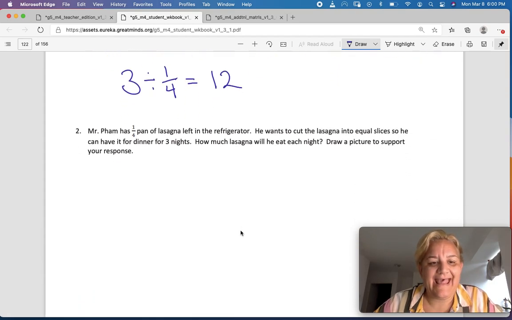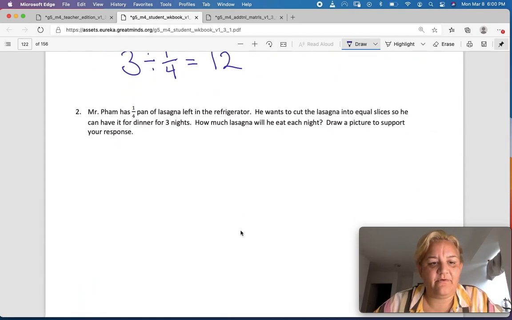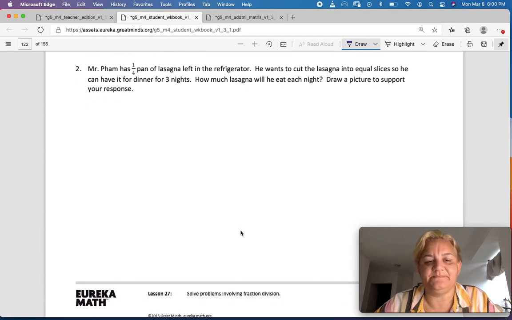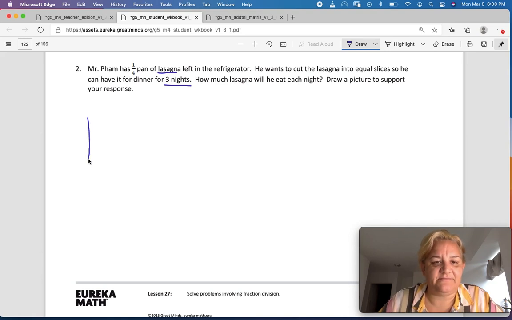Mrs. Pham has 1/4 of a pan of lasagna left in her refrigerator. Pasticcio. Lasagna is just pasticcio. She wants to cut the lasagna into equal slices so she can have it for dinner for 3 nights. I love to make vegetarian lasagna, and I put it in the freezer so it lasts longer than 3 nights. Mr. Pham. Did I say Mrs. Pham earlier? Mr. Pham has 1/4 of a pan of lasagna left.